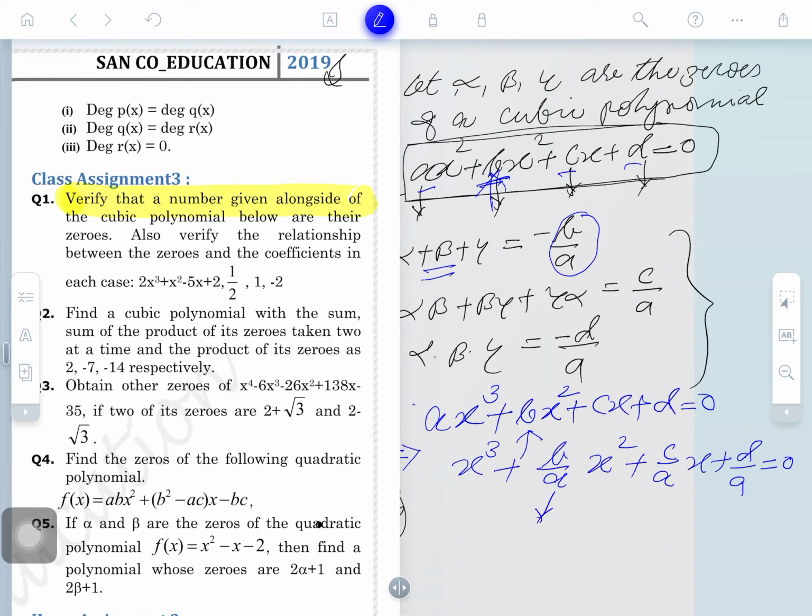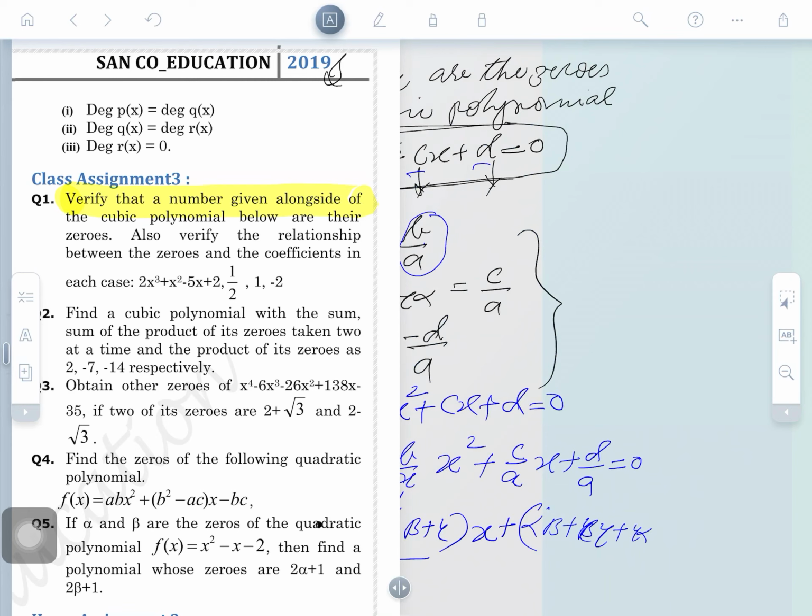So in place of b by a, what can you write? Since alpha plus beta plus gamma equals minus b by a, so b by a is equal to minus this, okay. So in this place we can write minus of alpha plus beta plus gamma, this is x squared, the minus of these three, right. And in place of c by a, we can write alpha beta, beta gamma and gamma alpha, okay. There is the relationship between them.